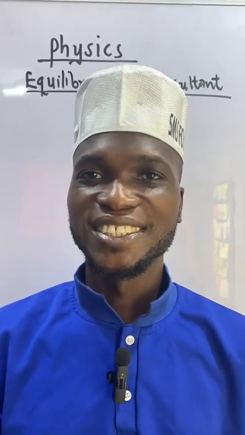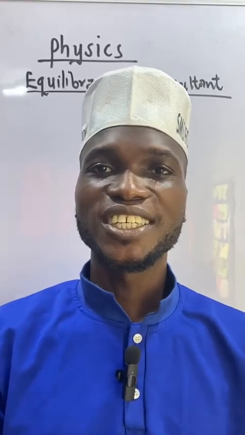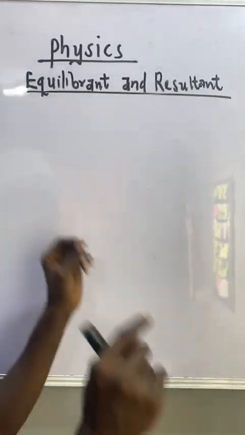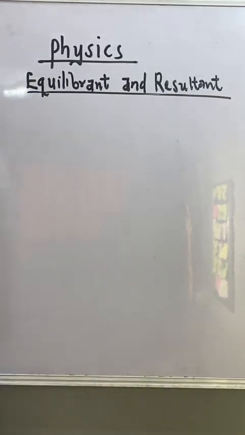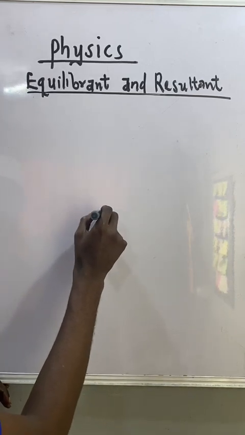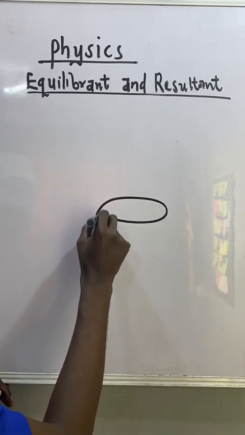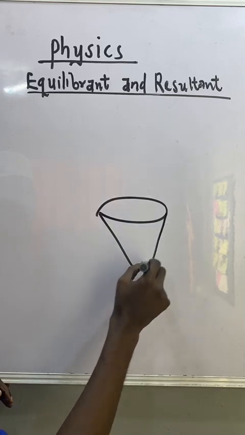Equilibrant and resultant. Let's see the difference between equilibrant and resultant. I want to use a diagram to explain this so that it will be clear, to avoid ambiguity. Let's say this is a pail of water.